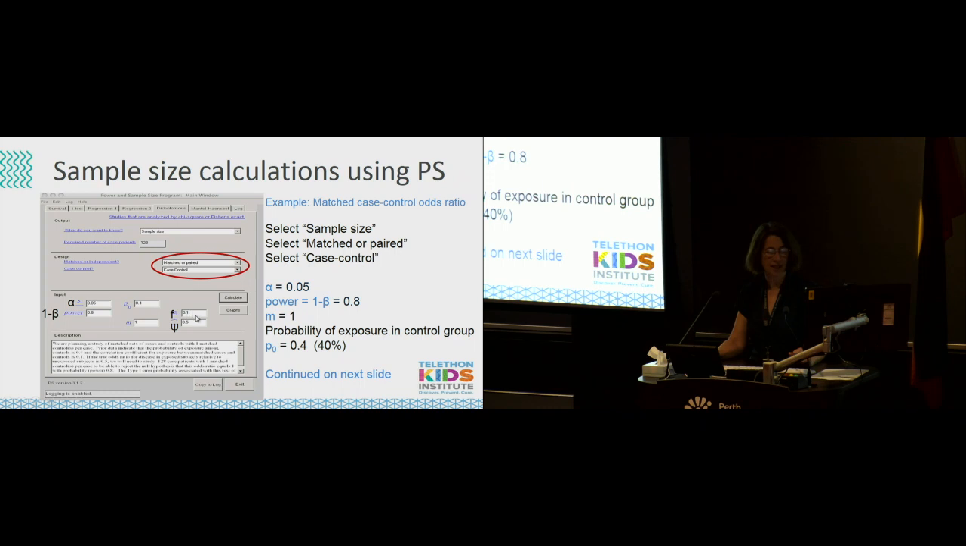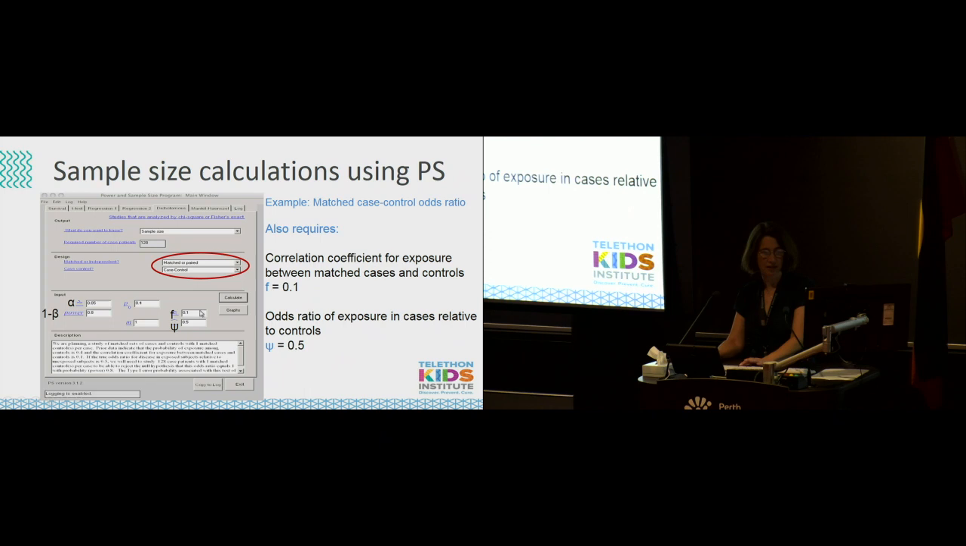But now over here, there are 2 other things that we have to provide. And one of those is the correlation coefficient for exposure between the matched cases and controls. So how similar is the exposure in the cases and the controls? So in this particular example, I've put in a value of 0.1. And then the actual difference, in this case, it's a ratio that you're looking for.